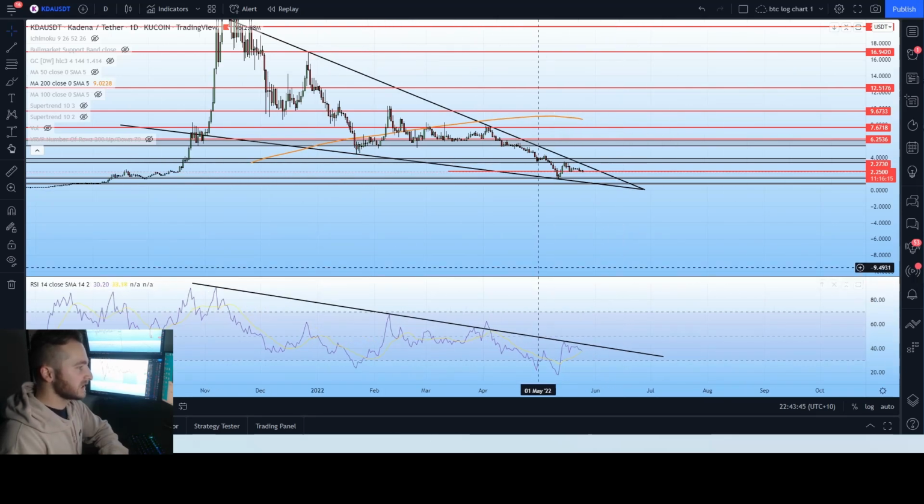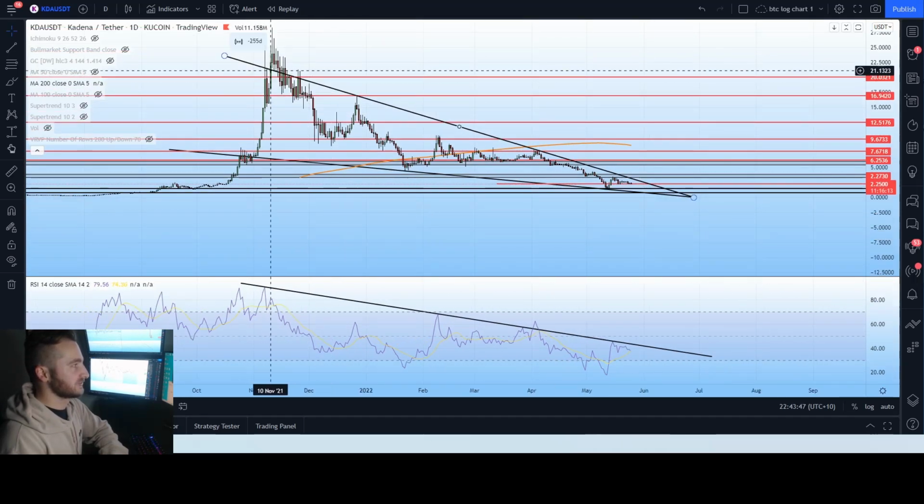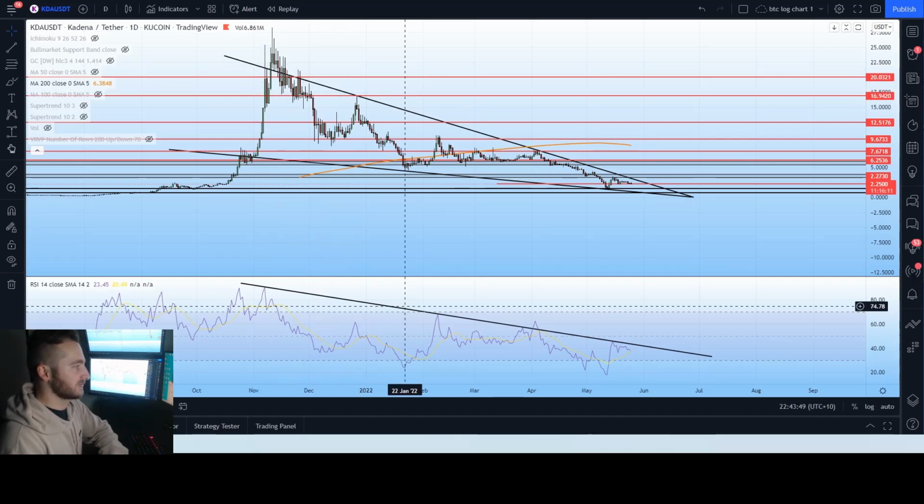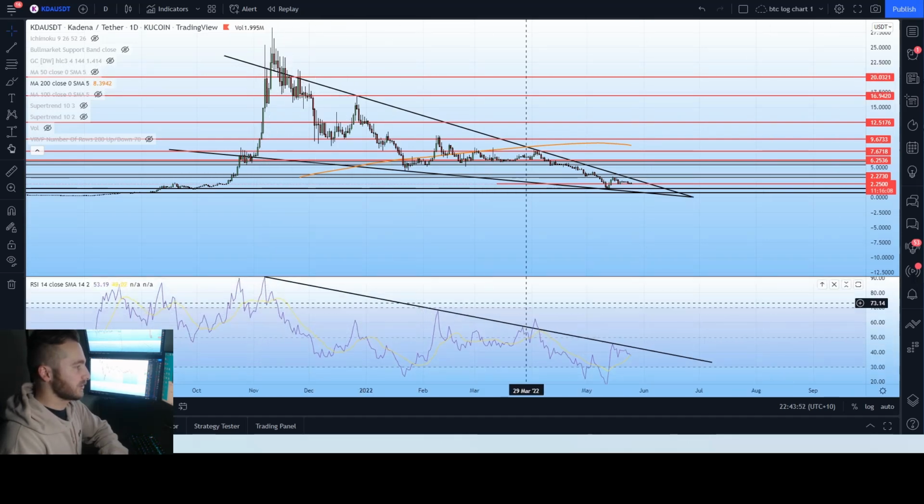So let's go ahead and analyze this. We have a descending trend line on the chart. We have a descending trend line on the RSI, and we can see points of clear resistance.